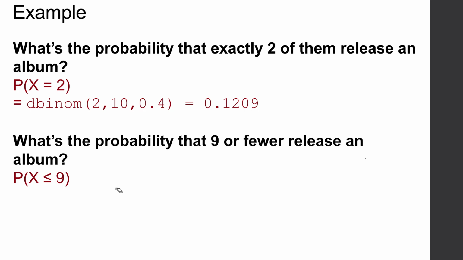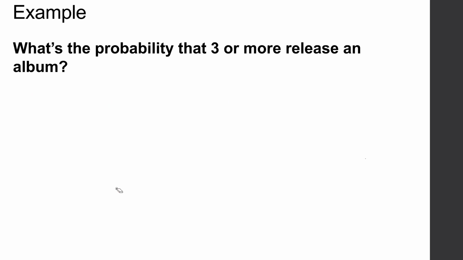So the probability X is less than or equal to 9. All right, well, we have a function for this in R. That's our pbinom function. It will give us the probability of being less than or equal to. So we want pbinom of our number of interest 9, comma n is 10, comma p is 0.4, and it gives us 0.9999. Very good. Okay, so now let's compute the probability that 3 or more release an album.